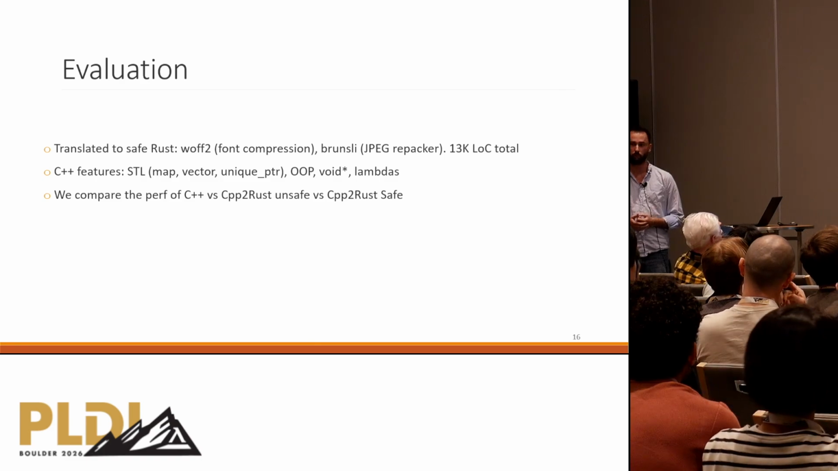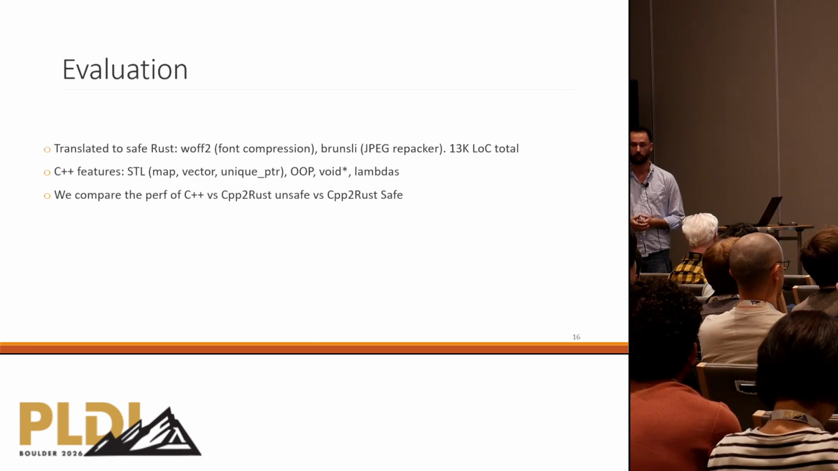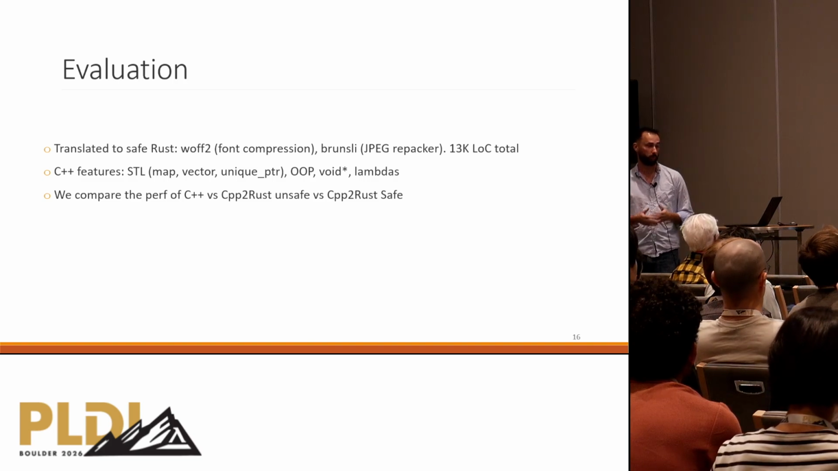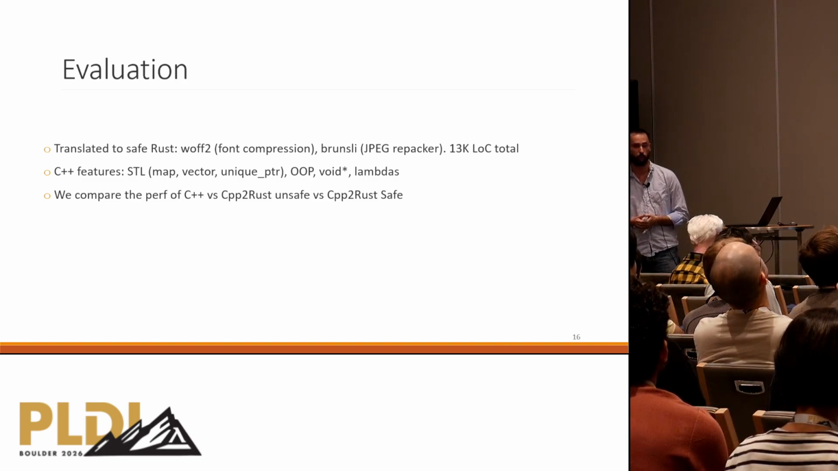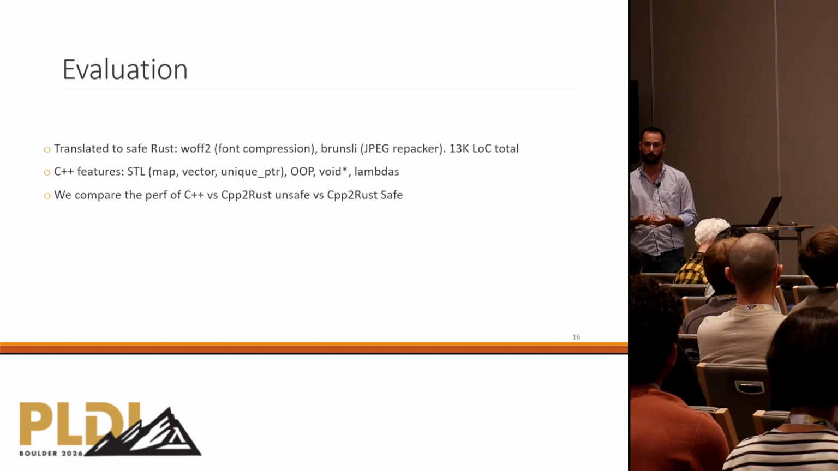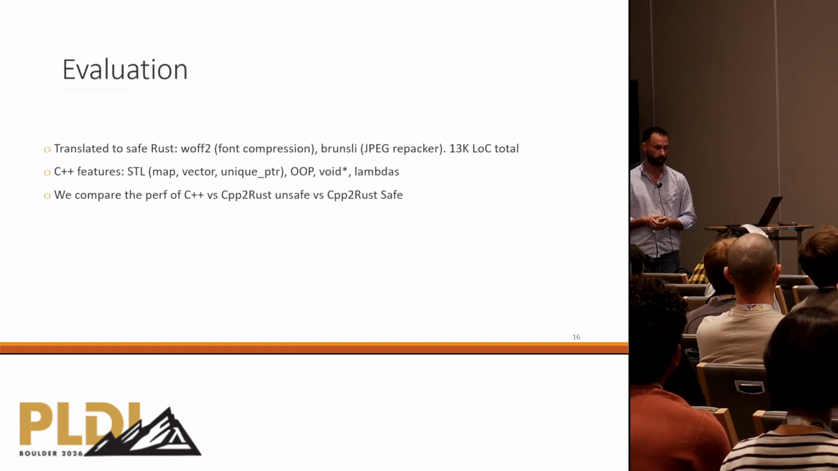One of them is WOF2, the font compression library that I mentioned in the beginning, the 20 days and 20 bugs font library. We managed to translate this instantaneously without adding any new bugs. And Brunsley, which is a JPEG repacker.